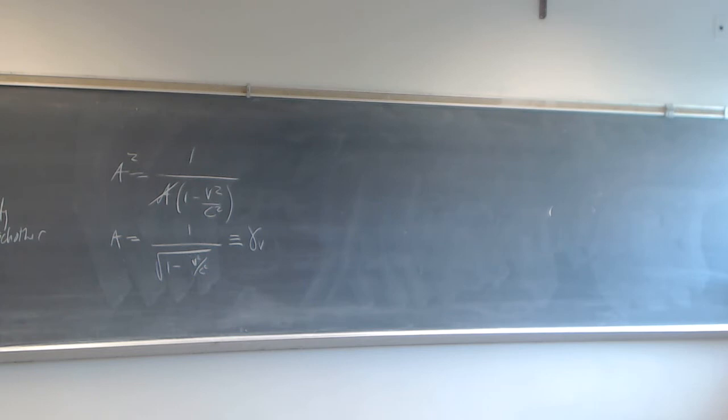Okay, so now that we have all these equations, I'm going to erase these and I can now write them as gammas, because I now have that. So I've got x prime is equal to gamma v times x minus vt.